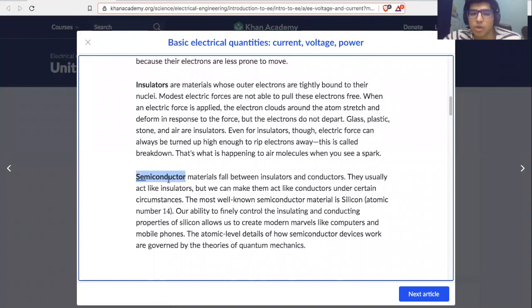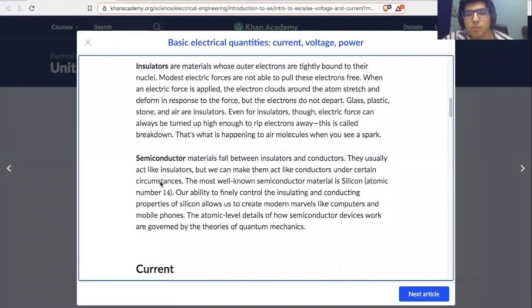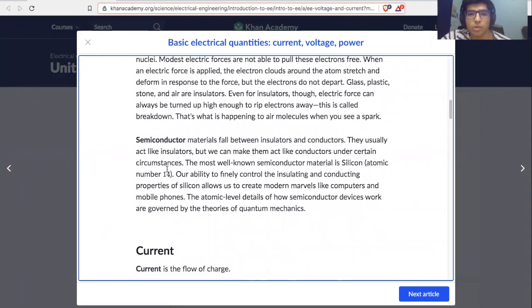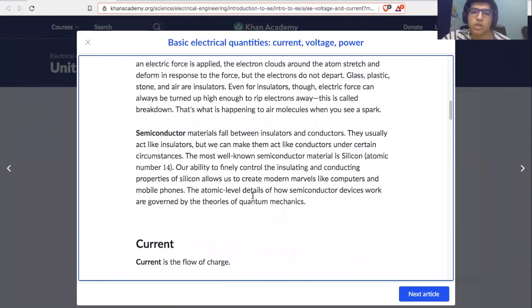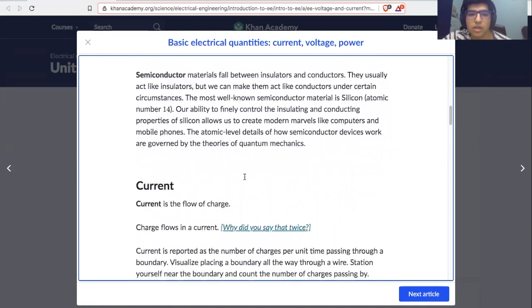Semiconductor might be something you haven't heard before, but it's basically something that acts like an insulator sometimes and then like a conductor sometimes. At really low temperatures, semiconductors work as conductors, and at room temperature they're usually insulators or a little bit of both. It depends on the type of element that we're looking at.